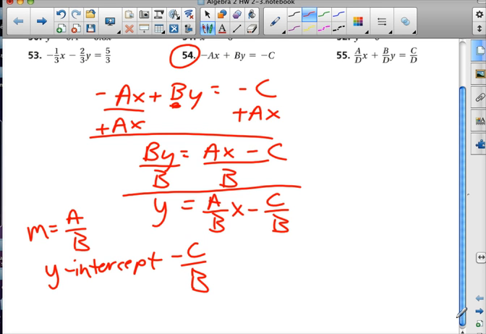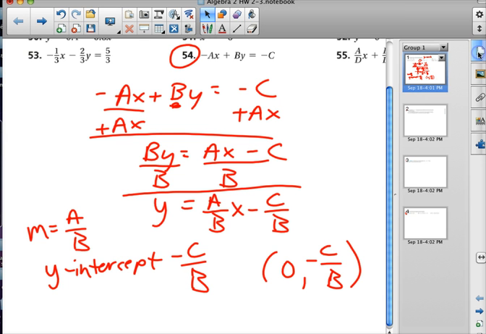You can either write y-intercept, or you can actually write the coordinates, because if it's the y-intercept, it's going to be 0 right and left, and then negative c over b for that y-intercept. Either one of those will work.